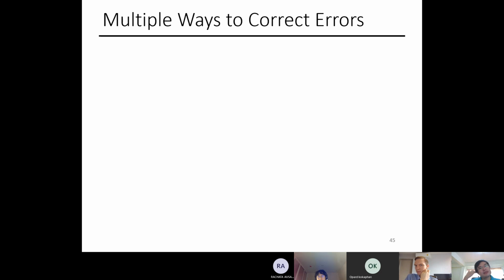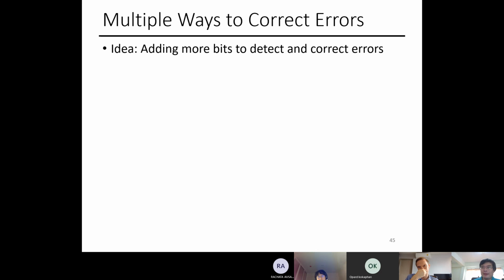There are multiple ways to correct errors, and one of the most common is to add more bits to correct and detect errors. Today we'll talk about a more textbook method to correct errors called Hamming code. ECC DRAM and a newer technology called IECC, which is also error correcting code in DRAM, are a lot more complicated and involve a lot of math. So right now, let's talk about the basic concept called the Hamming code and SECDED.